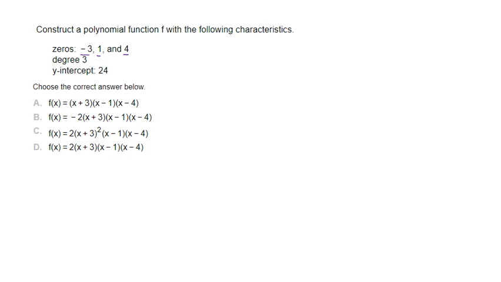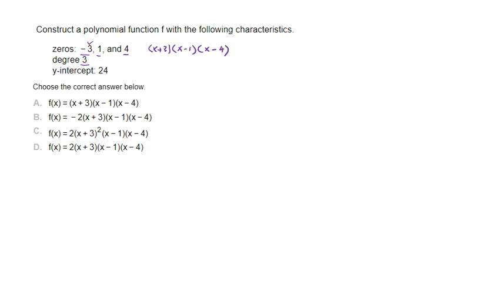Which means that in this function, there has to be a factor of x plus 3 to give us the zero of -3, and then x minus 1, that has to be another factor for the 1, and x minus 4. Okay, so we know that the function is going to have those three factors. Next, let's take a look at the degree. So it says degree 3.